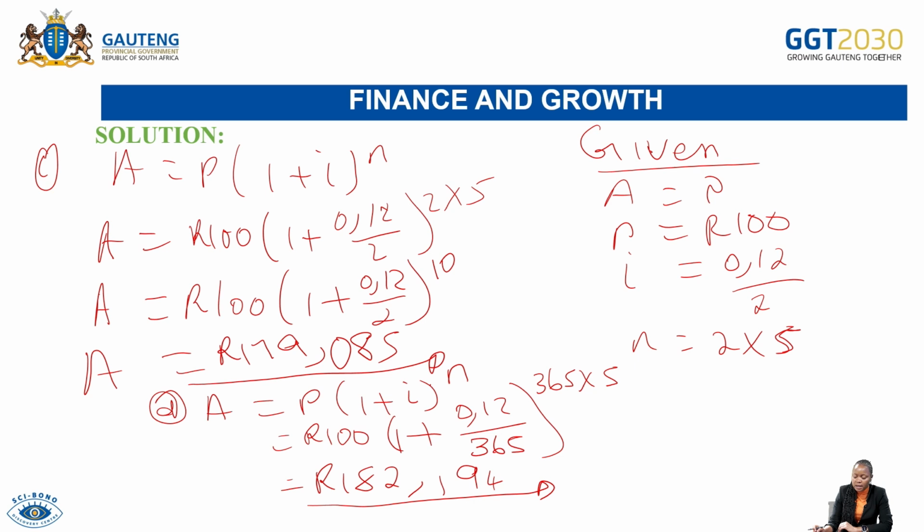So you'll get 182 rands, 194 cents. So always when the compounding period has changed to be monthly, you divide your interest by 12, and then you multiply your n by 12. If it's semi-annually, then you'll divide your interest by 2, then you multiply your n by 2. If it's daily, you divide by 365, and then you multiply the n by 365.